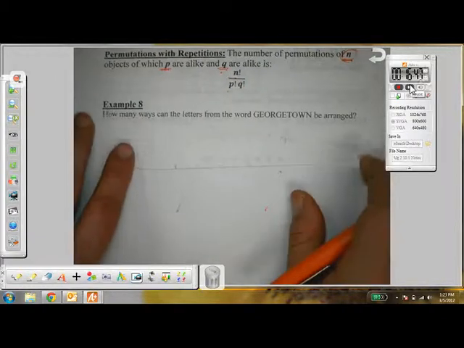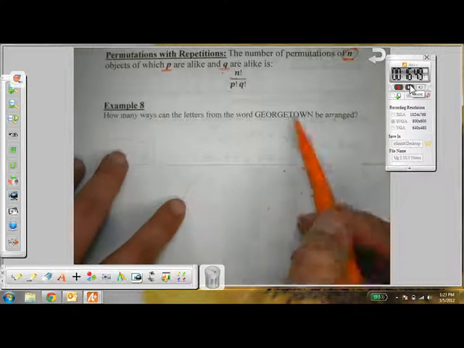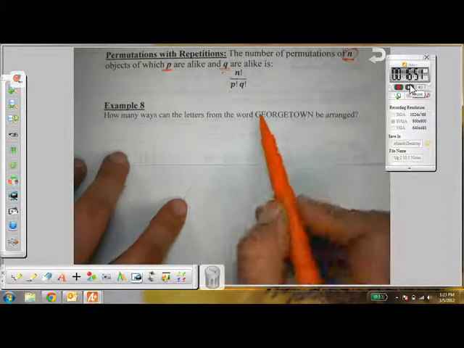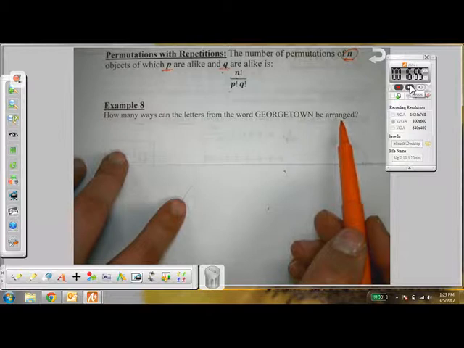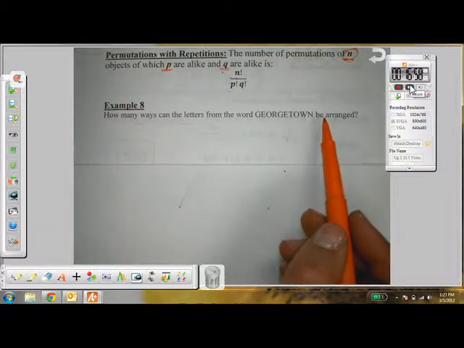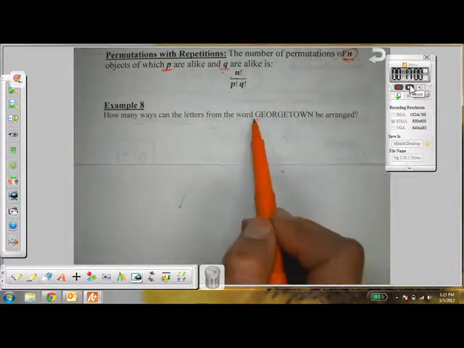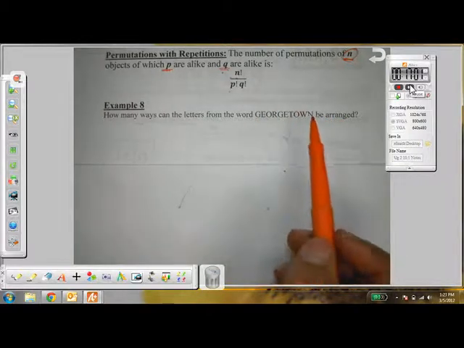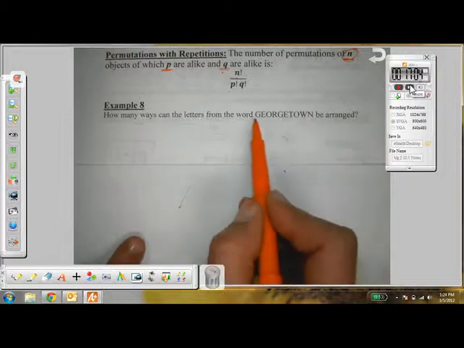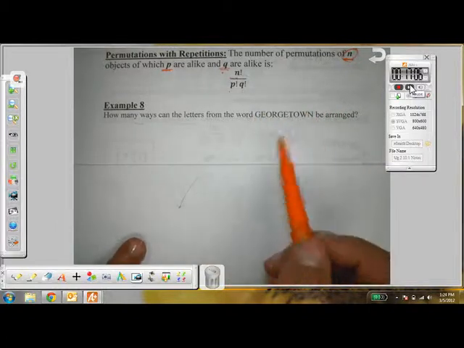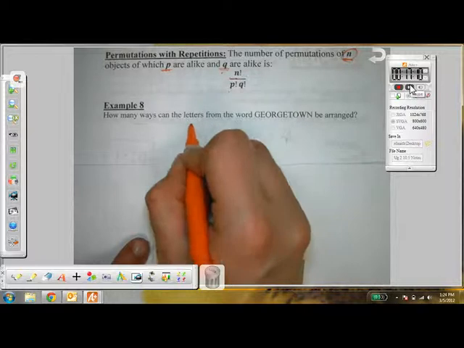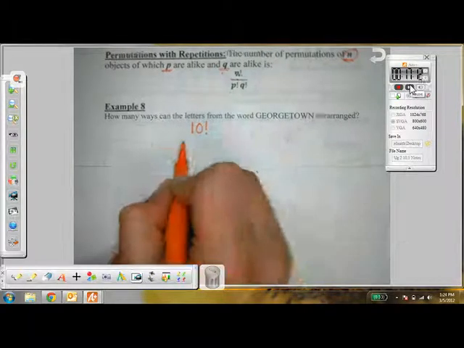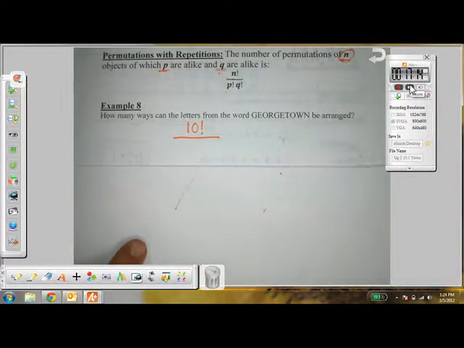Okay, I'm giving you the word Georgetown, and I want to know how many different ways the letters can be arranged. Now this is a little bit difficult because I have some repeating letters here, right? Okay, so first let's look at what's my n. How many letters are in that word? 10. So my n is 10. So this is 10 factorial. That's the top part.